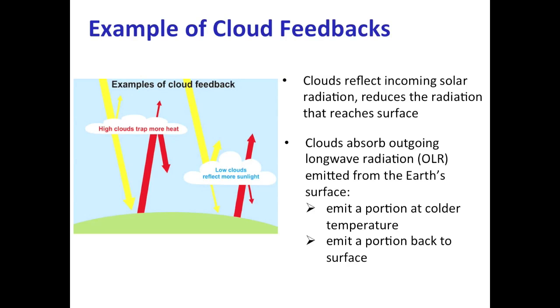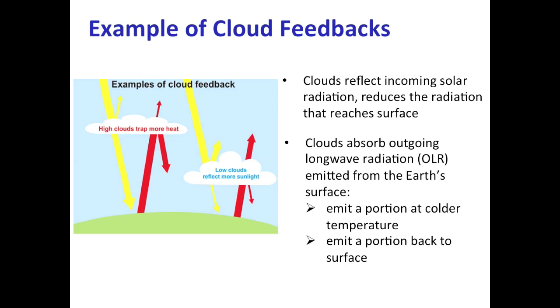Clouds, due to their reflectivity, or so-called albedo effect, reflect incoming solar radiation and therefore reduce the radiation that reaches the Earth's surface, as indicated by the yellow arrows in the picture. Therefore, relative to a no-cloud condition, they result in a cooling effect. So with respect to solar radiation, when there is more cloud, there is more reflection of solar radiation back to space. This results in more cooling, and cooling results in less cloud. So this is a negative feedback since it diminishes the initial change.